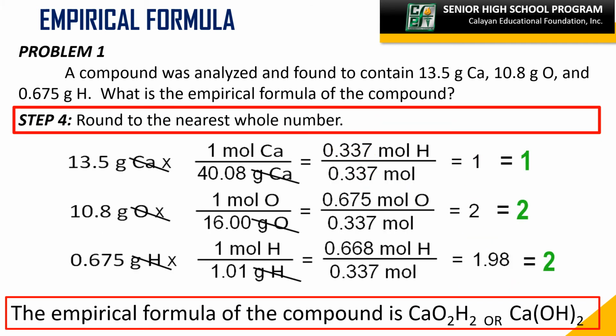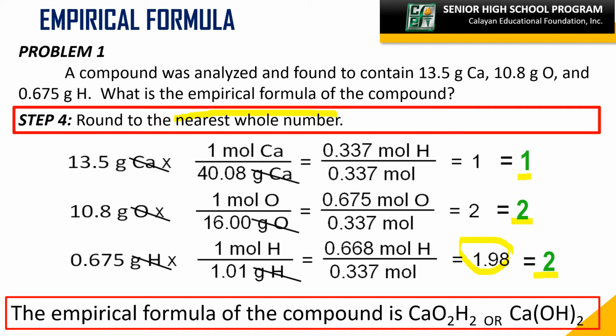Okay. For step 4, we have to round to the nearest whole number. Since one of our solutions is 1.98, we have to round this to the nearest whole number, which is 2. 1 and 2 are already whole numbers, so we keep them as is.